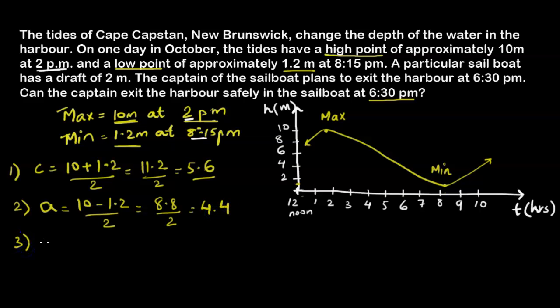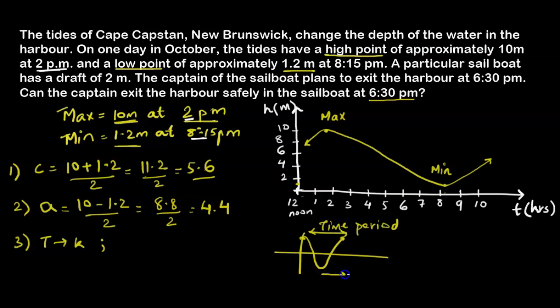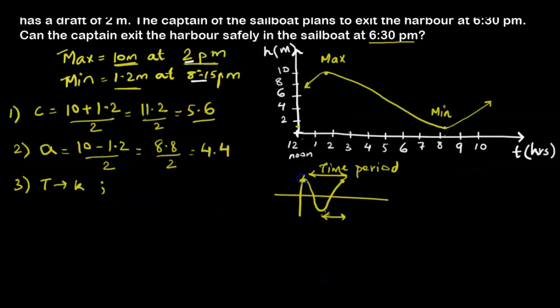The third step is to get the time period and turn the time period into the K value. Now we know the time period is the x distance, or x value, between the two maxes. However, in this particular graph, you're not given 2 maxes or 2 mins. We are just given 1 max and 1 min. So, taking a reference graph, the distance between the 2 maxes is called the time period. However, the distance between a min and a max, or a max and a min, is nothing but half of the time period.